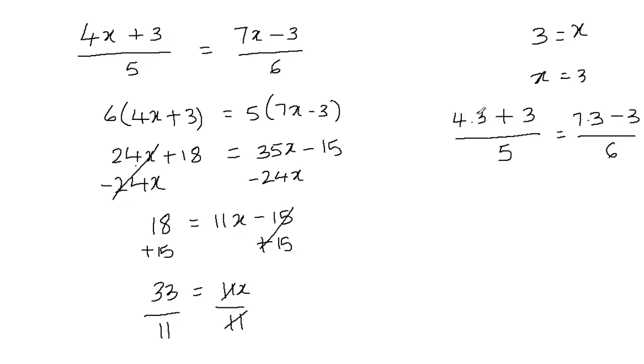Now let's simplify this. 4 times 3 is going to give me 12, and 12 plus 3 will give me 15. 15 divided by 5 is going to give me 3. So I got 3 on the left-hand side. Now let's simplify this. 7 times 3 is 21. 21 minus 3 is 18, and 18 divided by 6 is going to give me 3. So you can see that my equation is true. 3 is obviously equal to 3. So this proves that my answer is absolutely correct.